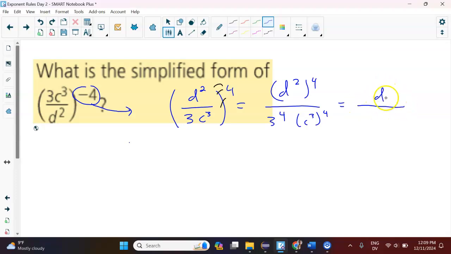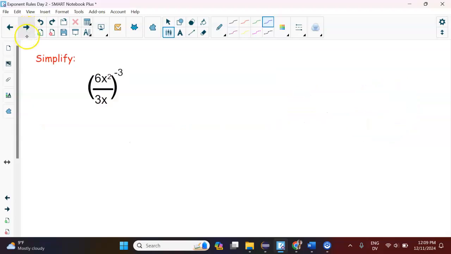And that gives us d to the 8th up top. 3 to the 4th is 81. And then here is our power of a power again, so that's c to the 12th. Okay, so that's what that thing cleans up to be. Okay, another one kind of similar to that one, but that actually started a little bit different. So pause the video and give this a shot.